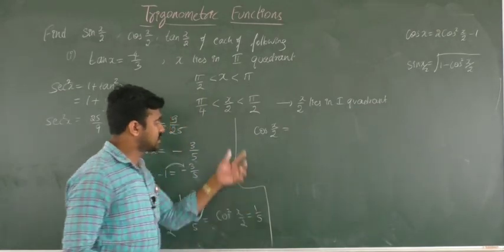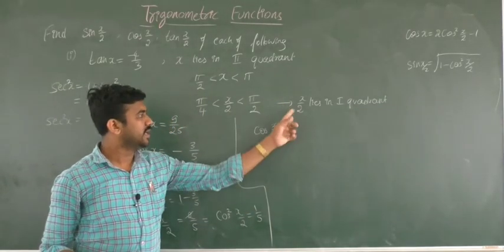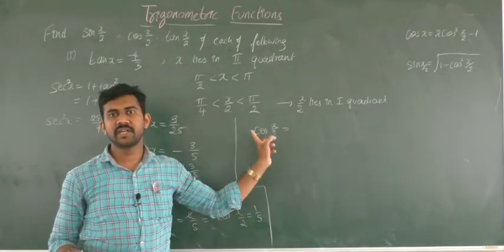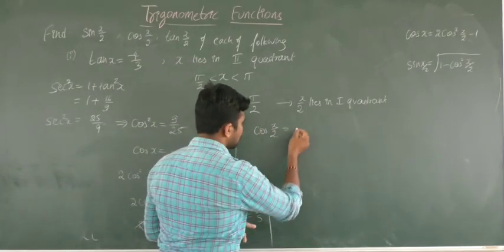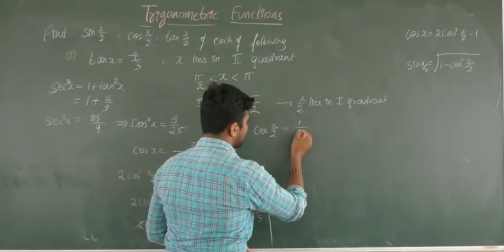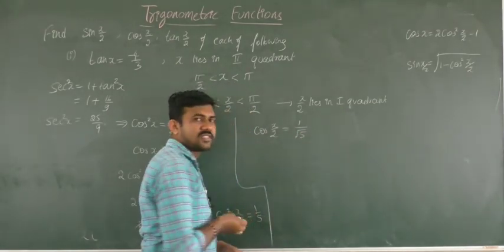Before writing, see the sign. Here cos x by 2. X by 2 lies in the first quadrant. In the first quadrant, all trigonometric functions are positive, so this is also positive. So the square root of 1 by 5, that is 1 by root 5, will be cos x by 2.